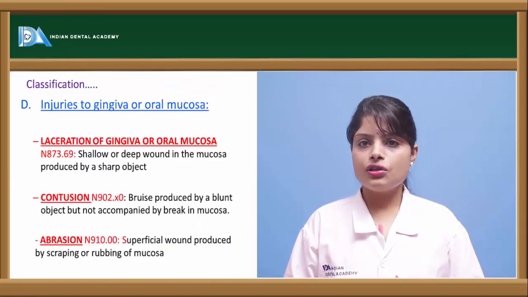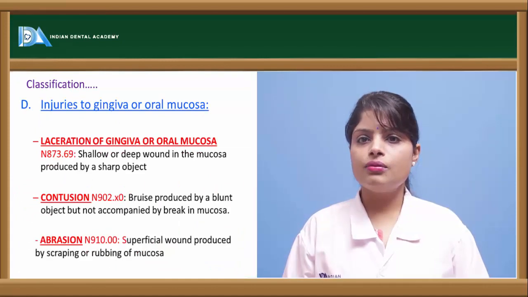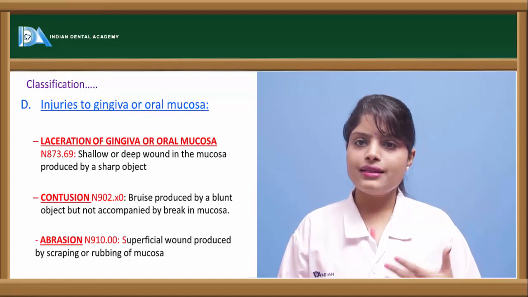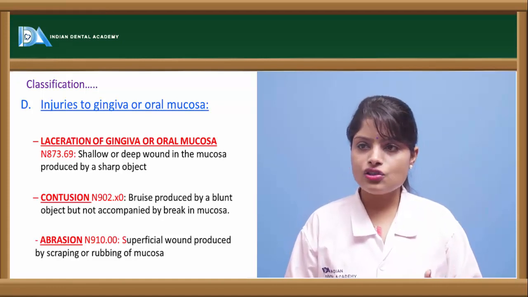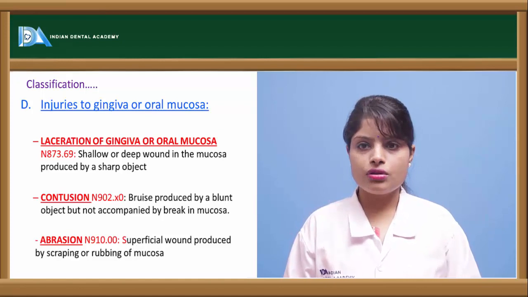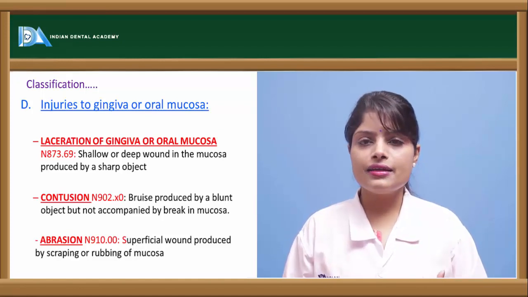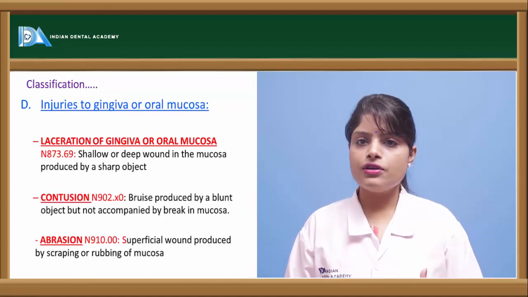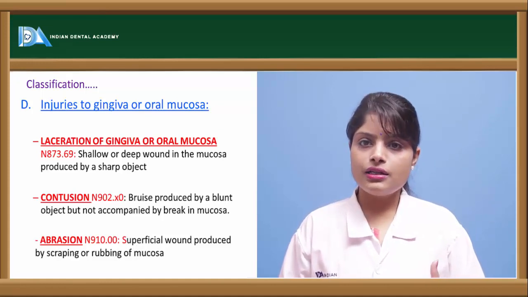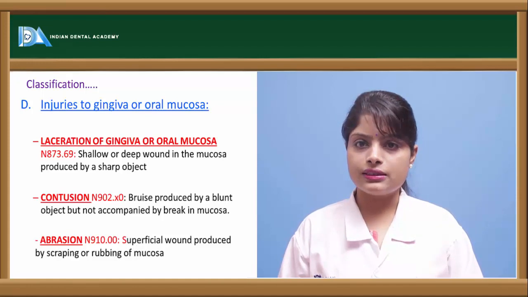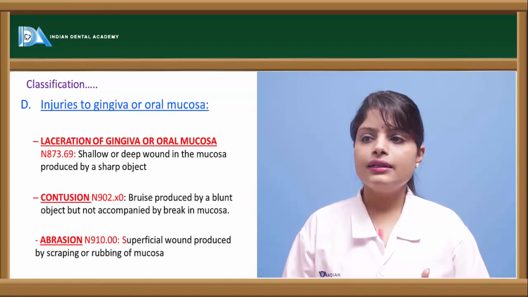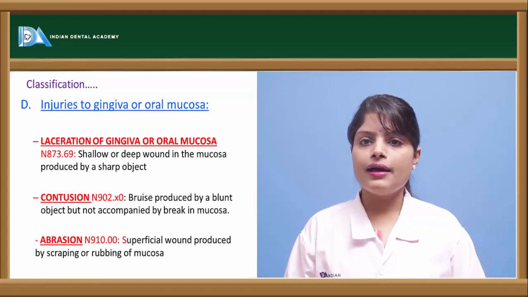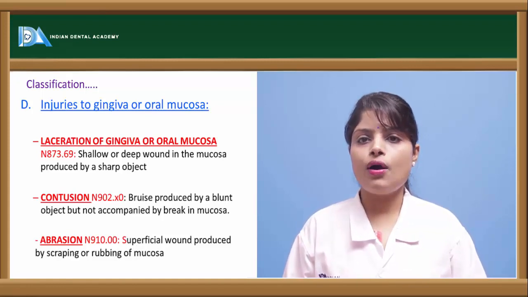Then comes injury to the gingiva and mucosa. It is further divided into laceration, abrasion and contusion. Laceration basically is a deep or a shallow wound in the surface or in the mucosa. It involves rubbed surfaces and is deeper than abrasion. Laceration is brought about by an injury through a sharp object.